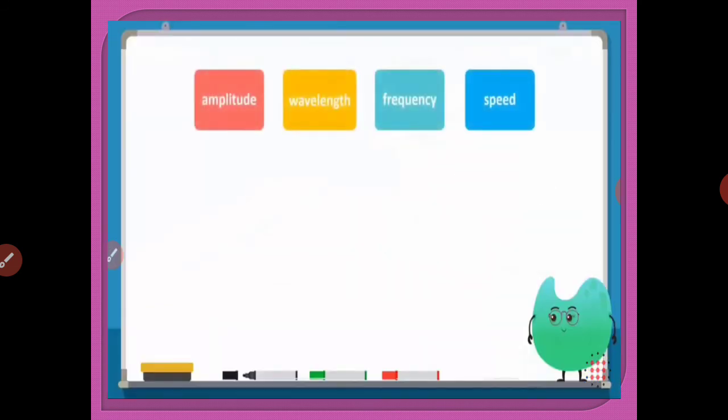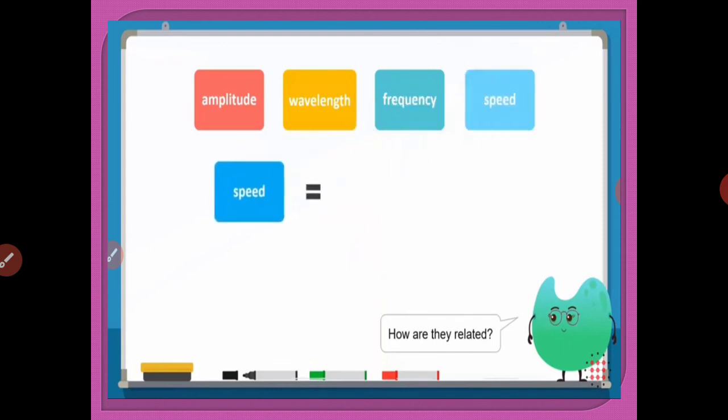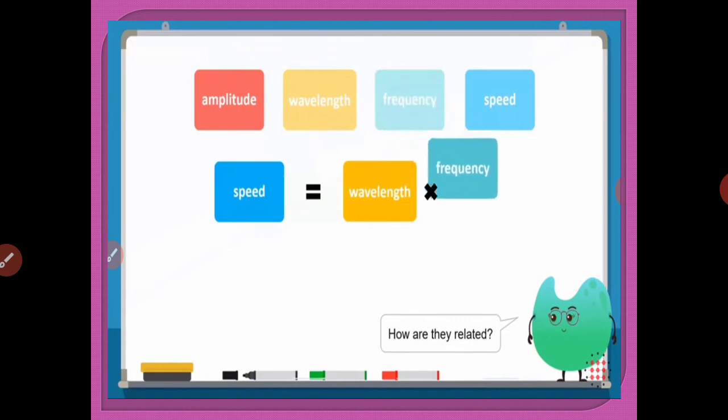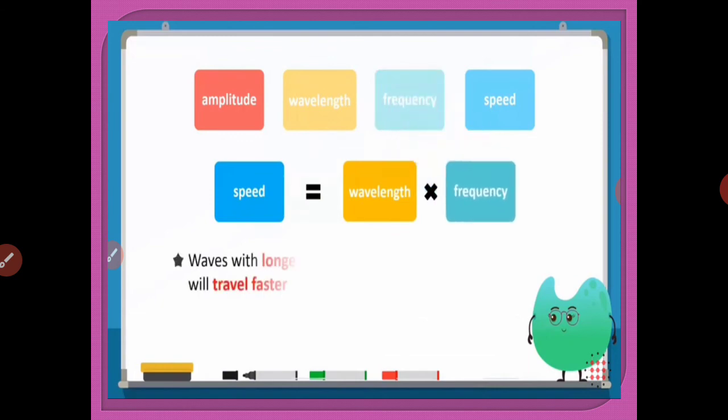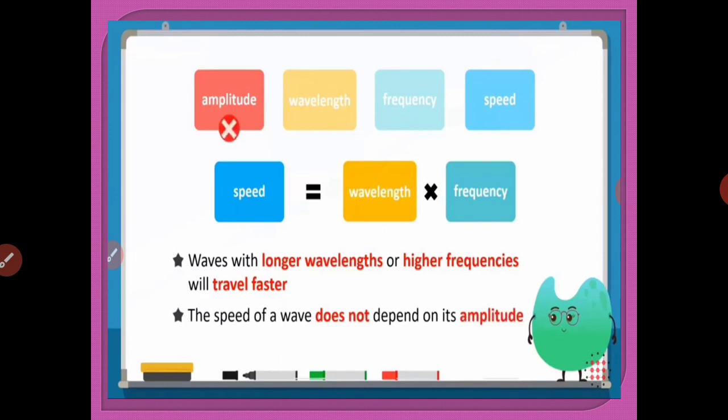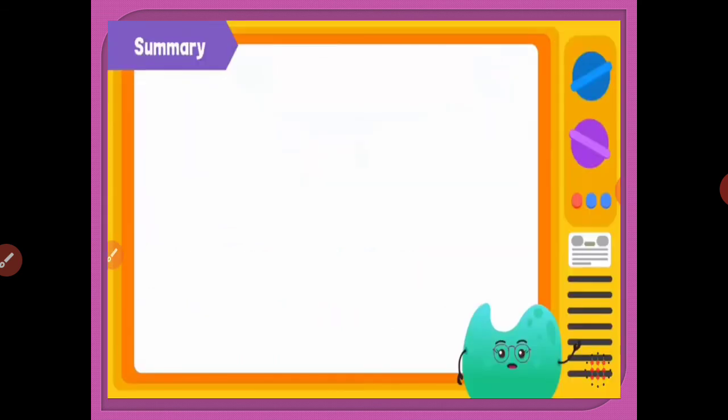Now that we have seen the 4 quantities, how are they related? Well, it turns out that the speed of waves is the product of the wavelength and the frequency. Therefore, waves with longer wavelengths or higher frequencies will travel faster. Note that the speed of a wave does not depend on its amplitude. Today, we've learned.